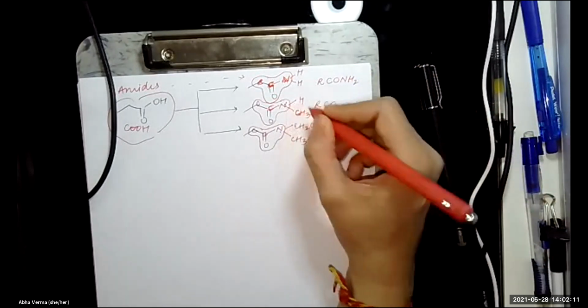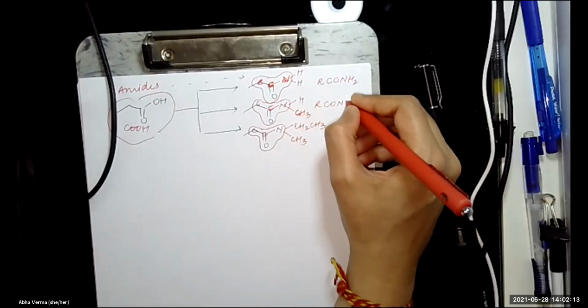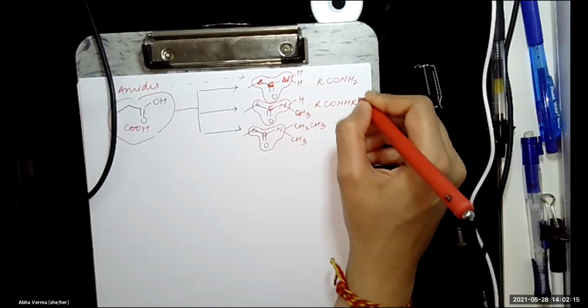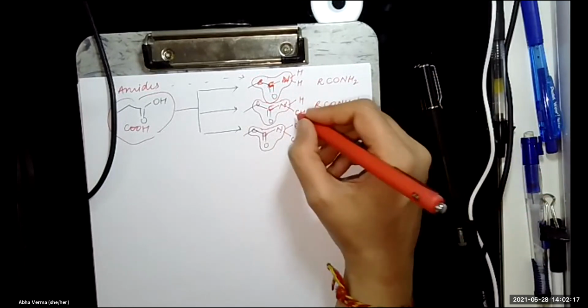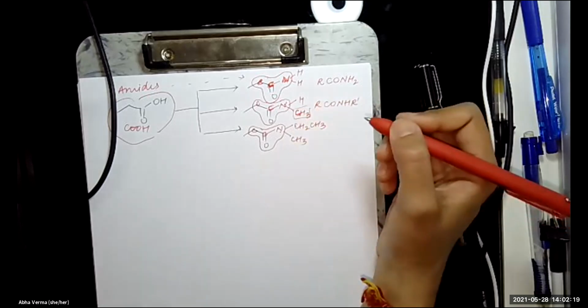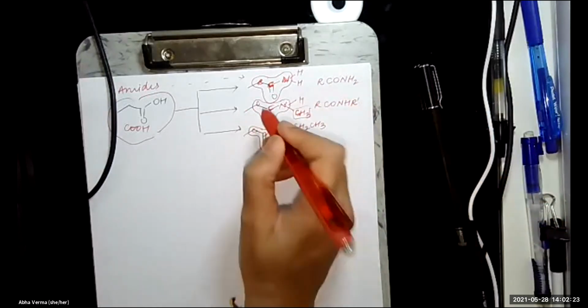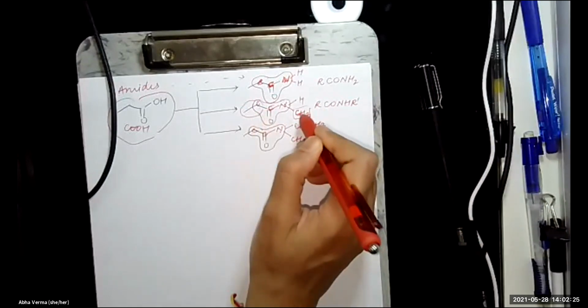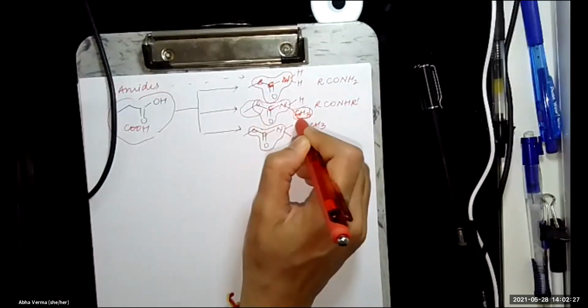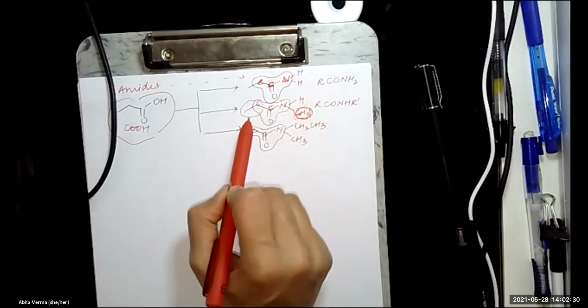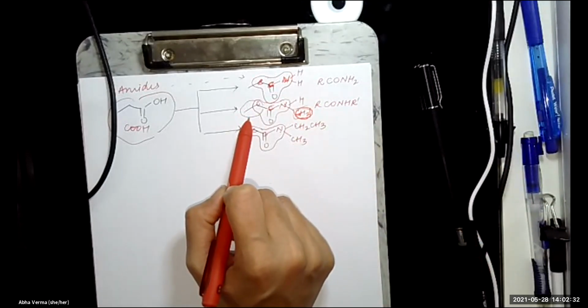RCO, N, H, R prime. So why did I write an R prime? Because I don't know what this group will be. It may be the same, it may be different. These two are groups. So this is an R group right here, and this is an R prime group right here. Any questions on what I was marking just now?